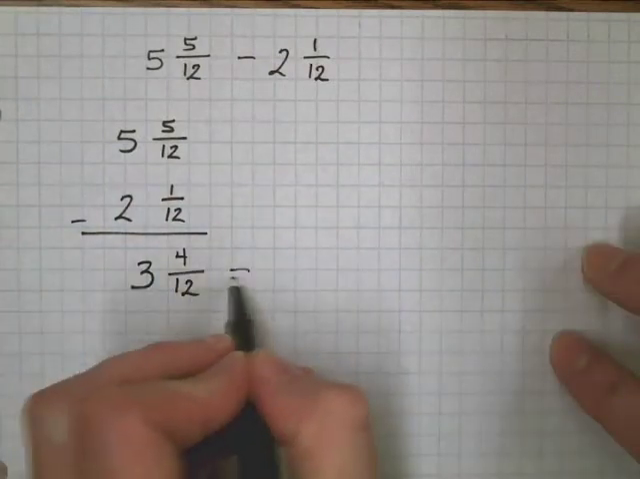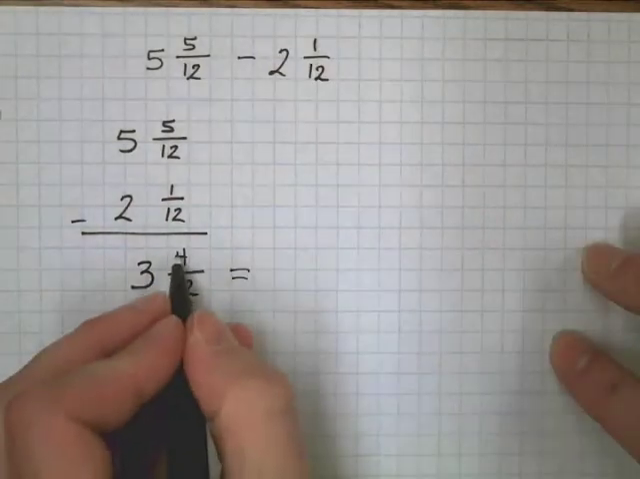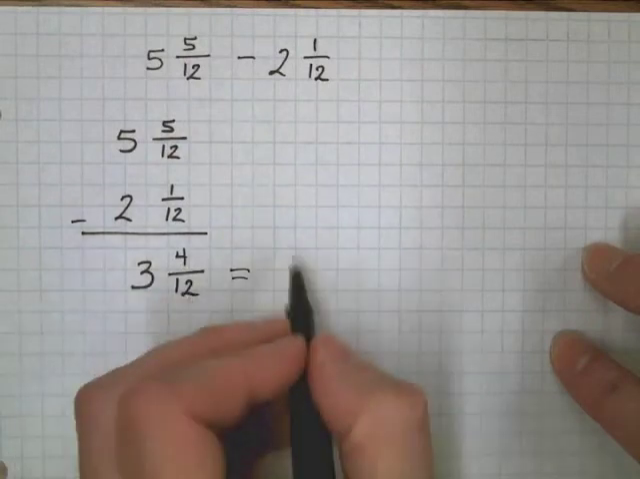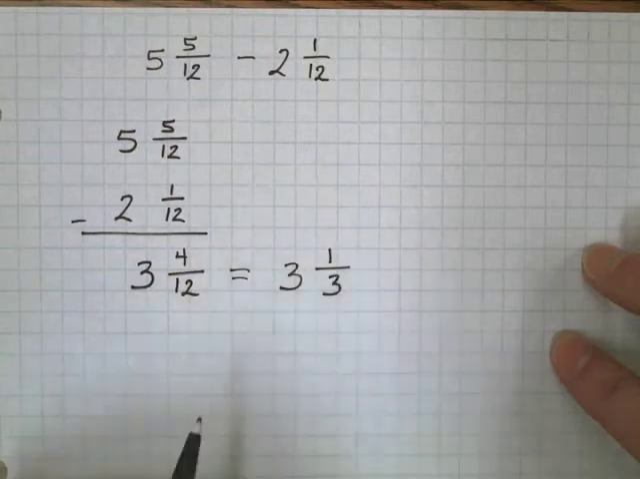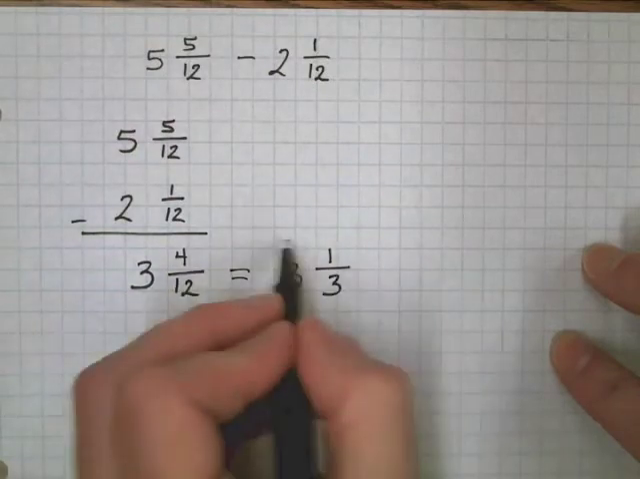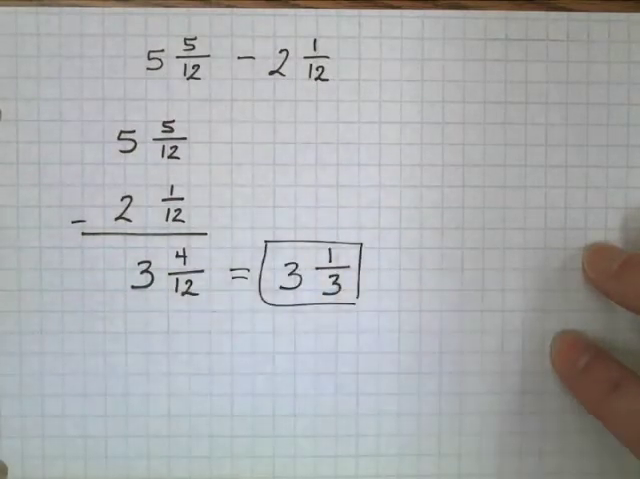But I do notice that I can simplify that. 4 goes into 12, and so I end up with 3 and 1/3. I can reduce 4/12 to 1/3, and that would be my final solution.